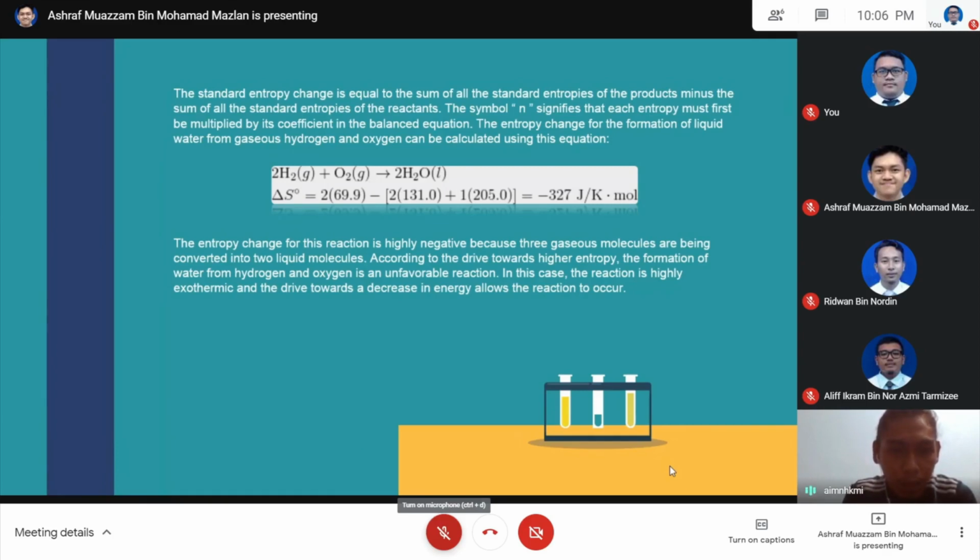According to the drive toward higher entropy, the formation of water from hydrogen and oxygen is an unfavorable reaction. In this case, however, the reaction is highly exothermic, and the drive toward a decrease in energy allows the reaction to occur. Okay, next.